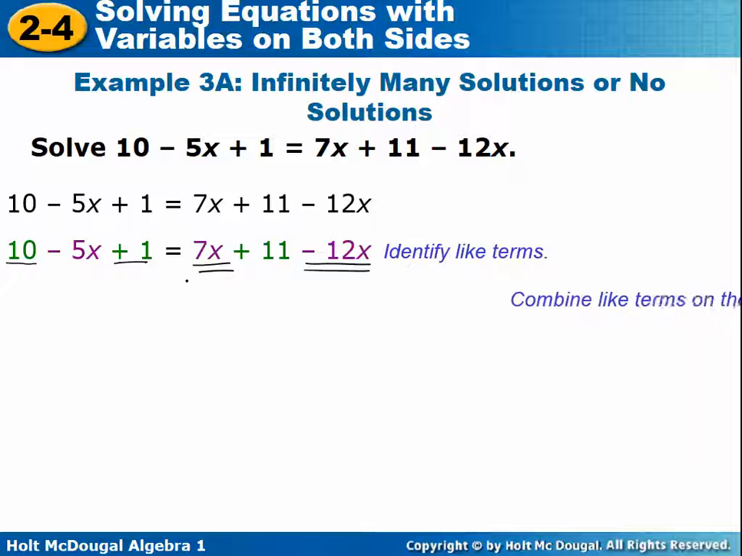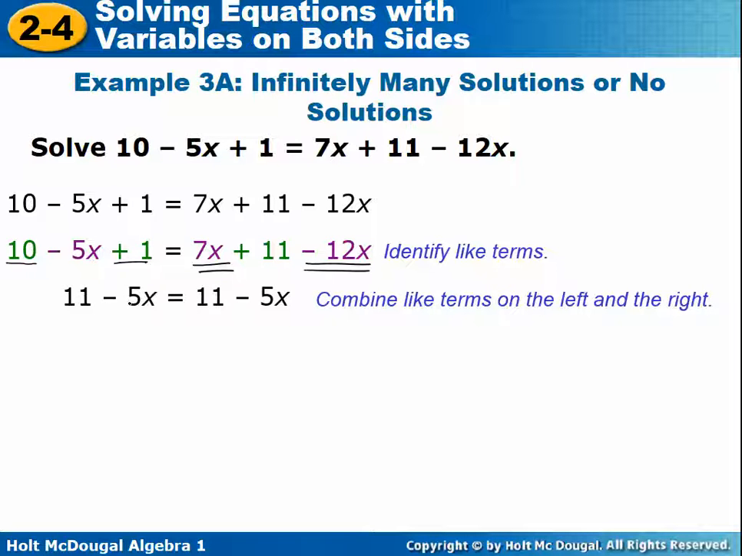So we go ahead and we combine those, and we get 10 plus 1 is 11 minus 5x. And then on the right side, 7x minus 12x is minus 5x. So we have 11 minus 5x. Now at this point, you might say, wait, 11 minus 5x, 11 minus 5x, it's the exact same thing on both sides. If you get to that point and you catch it, right now you can write all real numbers. Or you can keep trying. You don't always see that.